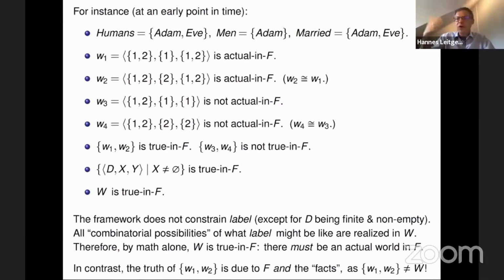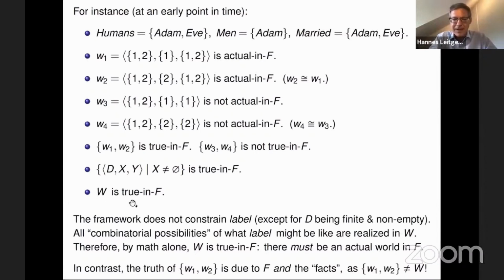And then I run through all the combinatorial possibilities of what counts as a man there and what counts as merit. So I run through all the combinatorial possibilities in my conceptual framework. And therefore, whatever the labeling structure is like, whatever the phenomena out there are like, I must get the structure right, because I made sure that in my conceptual framework, in its purely mathematical part, I've run through all the mathematical possibilities there are anyway. So therefore, by math alone, and of course, how I define the framework, capital W is true in the framework.